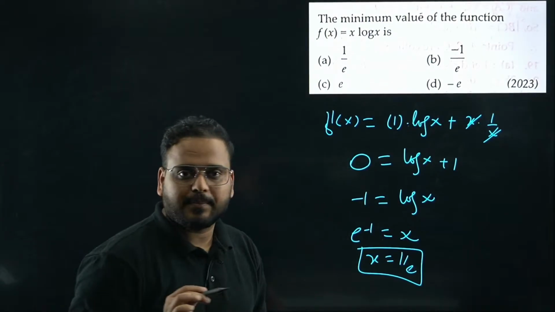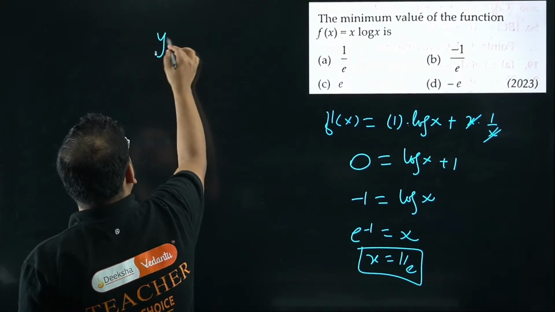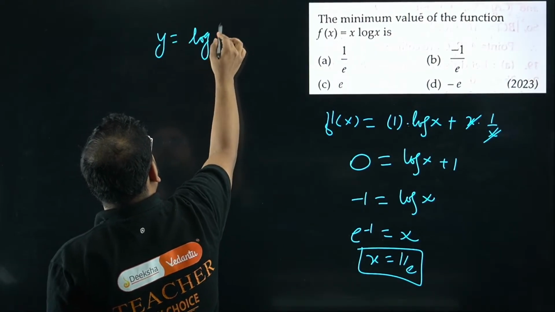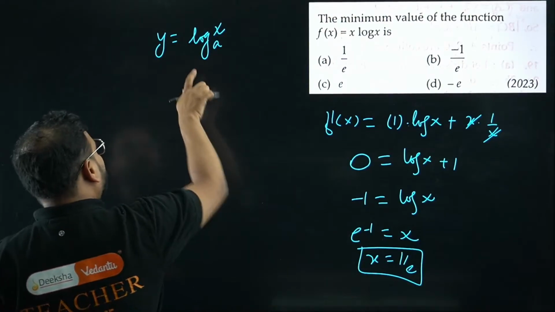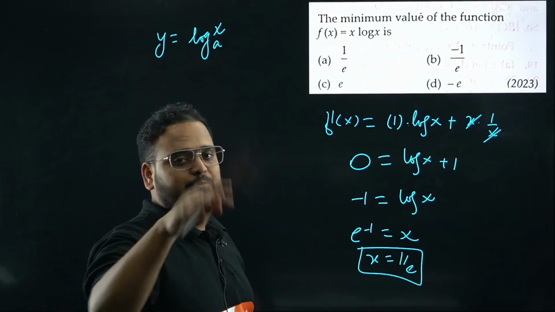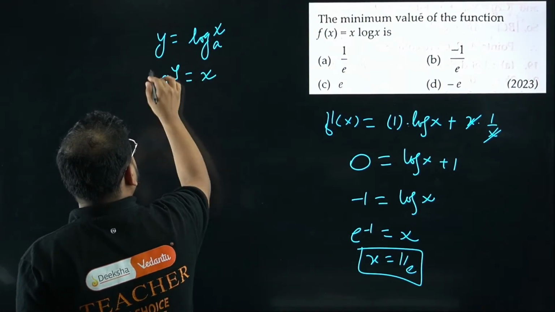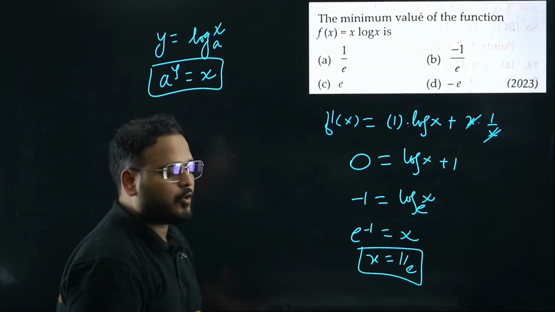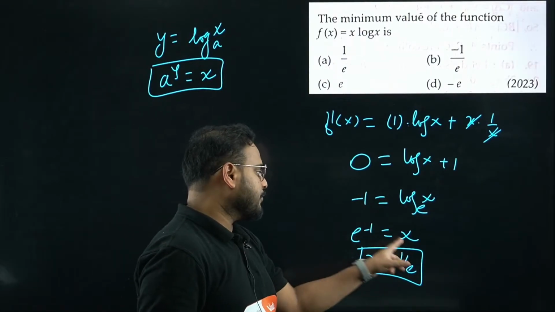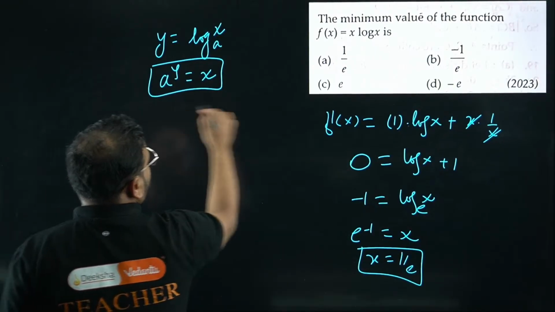All of you know this step? If I have, let's say, y equals log of x with the base a. This is a log function. I want to convert this into an exponential function. What am I going to get? a power y equals x. In this case, the log base is e, natural log. So it will become e power minus 1 equals x. I hope all of you know this. This is very basic, the first definition that you learn in logarithms.